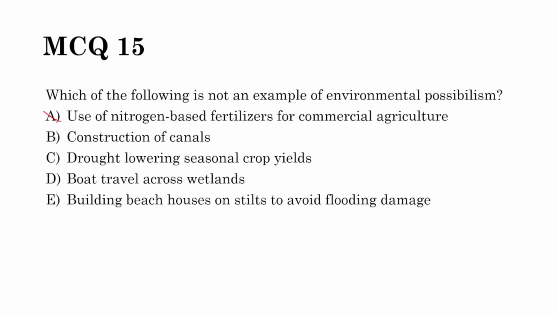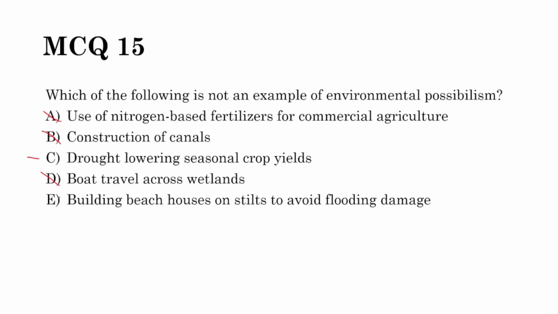The construction of canals. Canals allow for more accessible transportation that might not have been possible before. So that's incorrect. Drought, lowering seasonal crop yields. That shows an environmental limitation to human environment interaction that may have not been overcome or may not be able to become overcome. So C is a good answer choice here. D, boat travel across wetlands. That used to be very hard to navigate wetlands, and it still can be pretty difficult, but we've developed airboats that can easily travel across wetlands.